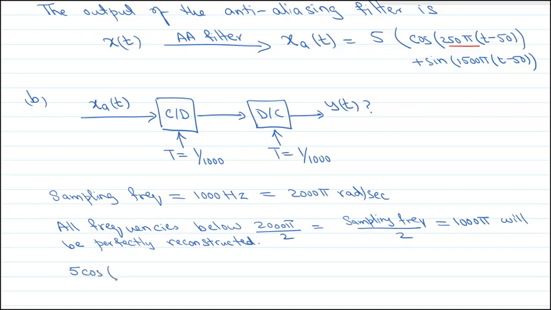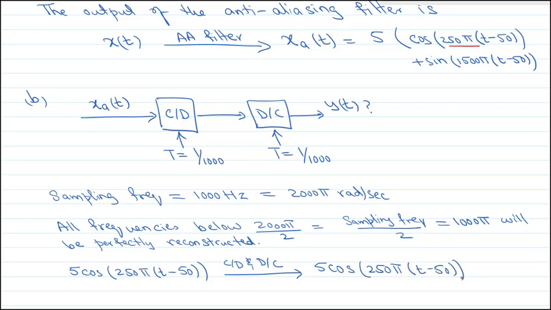5 cosine of 250 pi t minus 50, when we pass it through C to D and D to C, the output is going to be exactly the input, because we are assuming that everything is ideal and the Nyquist criterion is not being violated. Okay, but what about the other case?